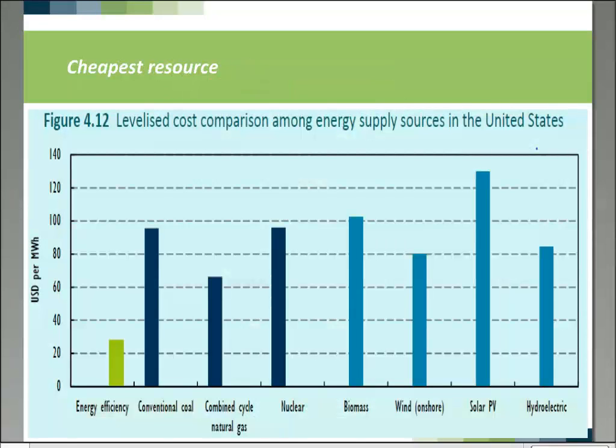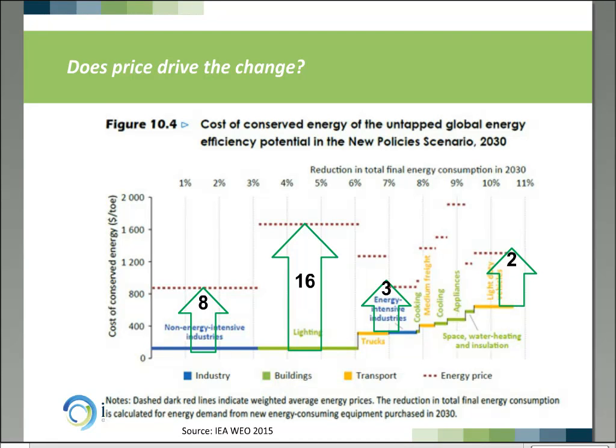Still, however, and most of us who are here today, we know that the cheapest resource is energy efficiency, as you see in the bar on the left-hand side of the slide. And all the supply options are more expensive. That is something that we are well aware of, and why is it not applied more? Some people say that is because of price. If price was only higher, it would drive a change for us to be more energy efficient.